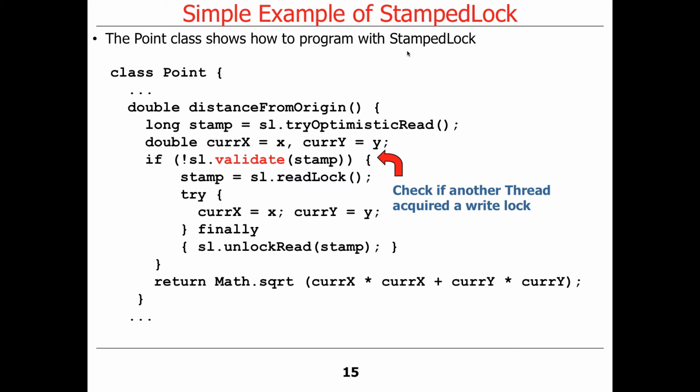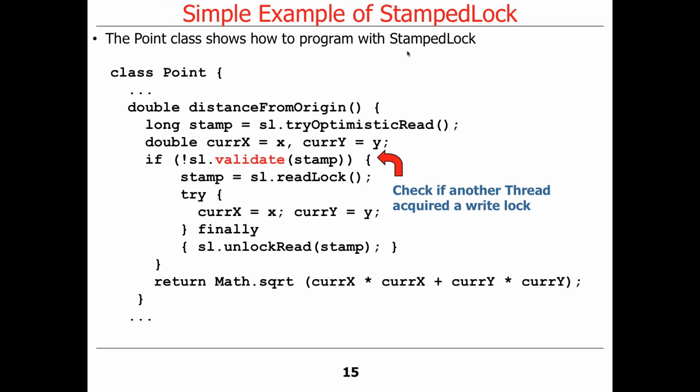What validate does is it checks to see whether the stamp that we got back from try optimistic read has been modified to be writable in that window of time, from when try optimistic read was called to when validate was called. If it turns out that it was not acquired for writing, then we're going to assume that cur x and cur y do indeed have the latest values of x and y, because nothing changed them in that intervening time. And so if we get back a non-zero value from validate, then we're done, and we go ahead and compute this thing.